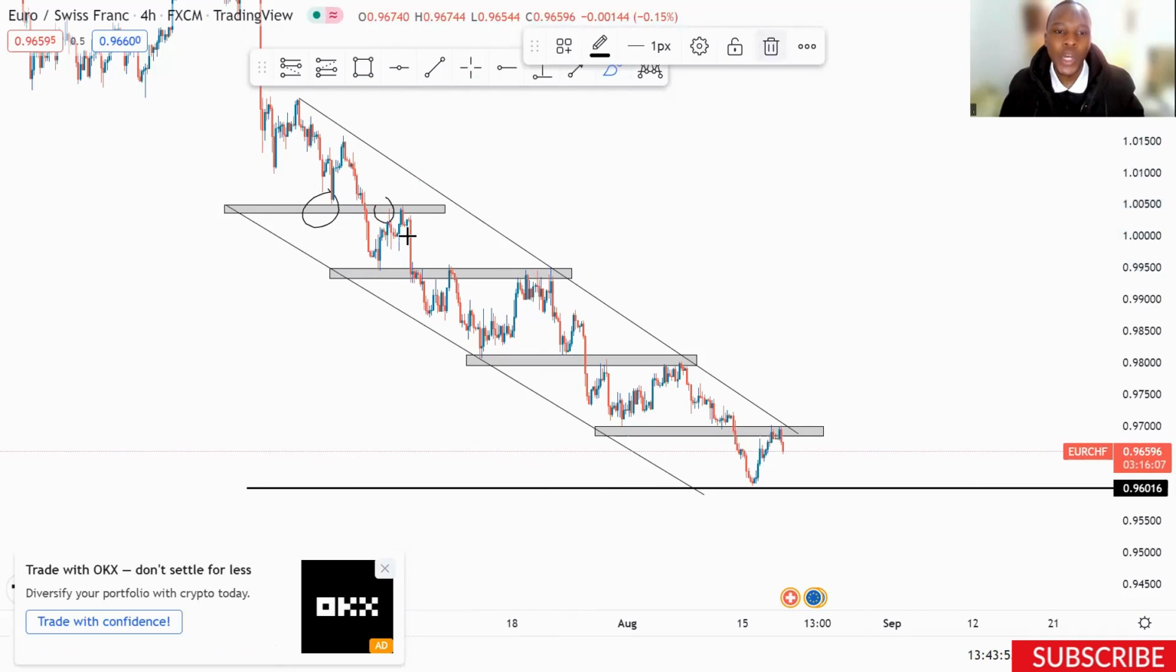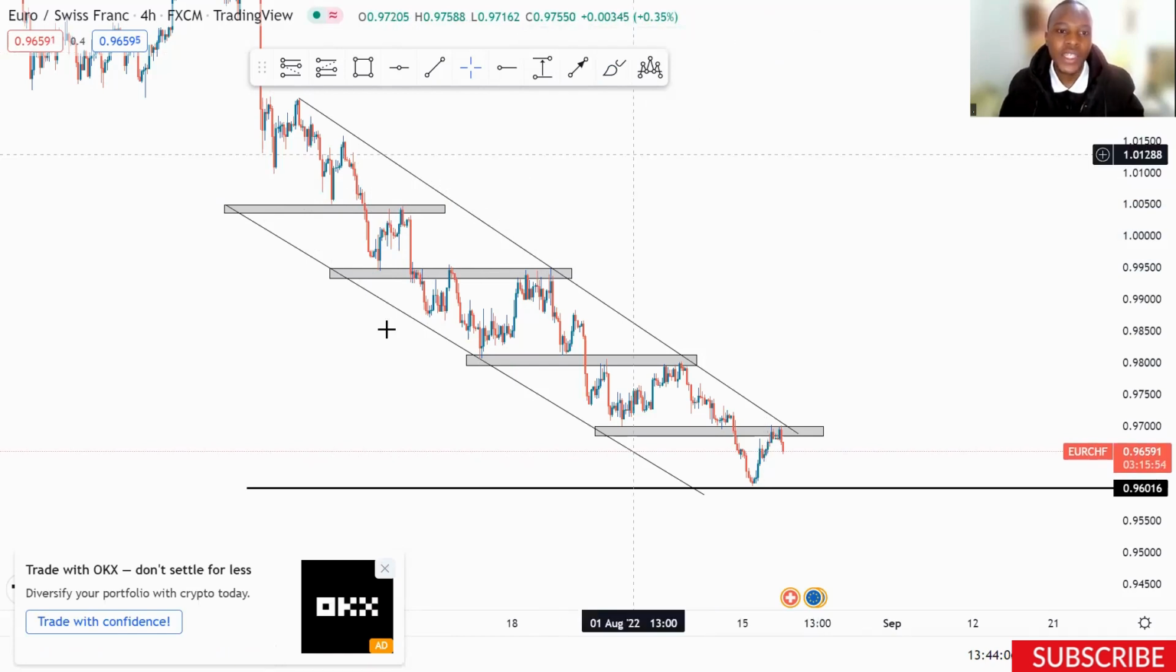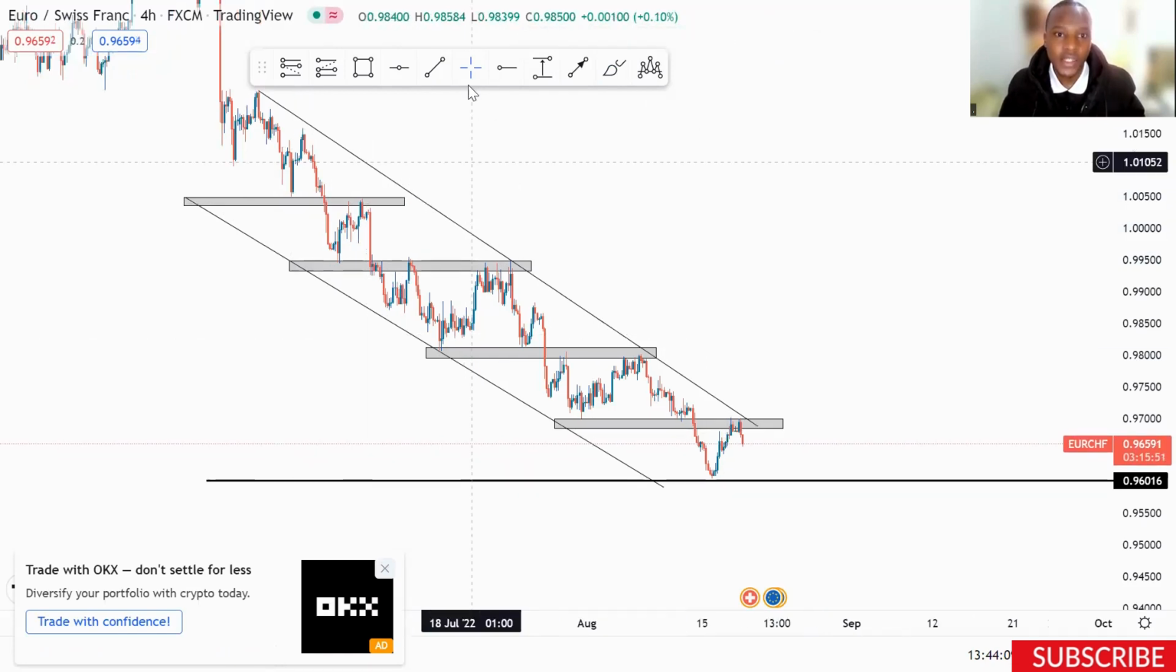So that is what is called resistance, because that level was resisting, stopping, and deterring the market from going to the upside and actually breaking that particular level, right? So this is what is called resistance.